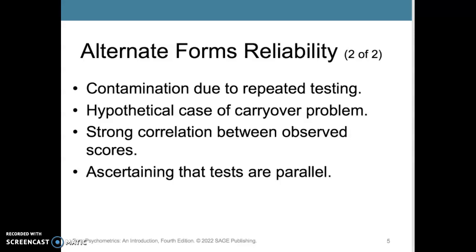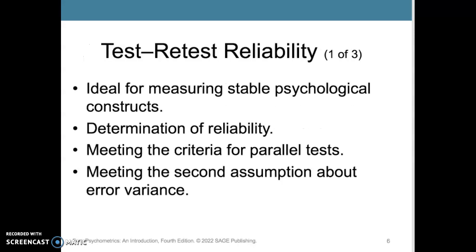So therefore the test forms could have error scores that are correlated, and that turns into an issue because, as you remember, classical test theory assumes that the errors are random and error scores are not correlated. So it would mean that those scores would not be truly parallel. So we talked about parallel tests.